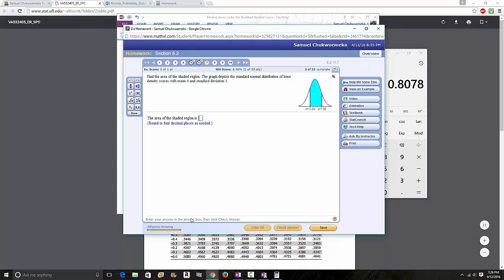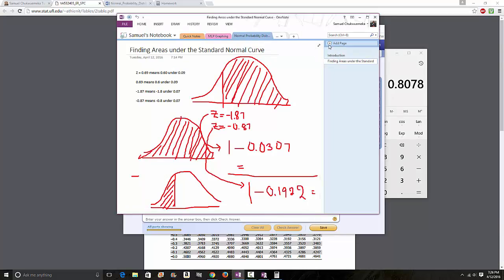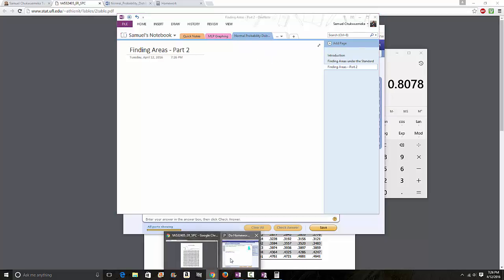We are using the left shaded area, and we need this between. Let's see how we'll do this. Now this is negative 0.89 and this is 1.25. Okay, folks, I'm going to add another page here. Finding areas. Let me just call this part 2. Negative 0.89 and then 1.25. That was what we have, right?